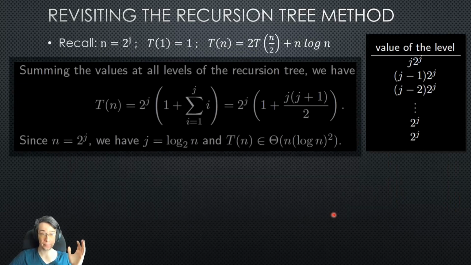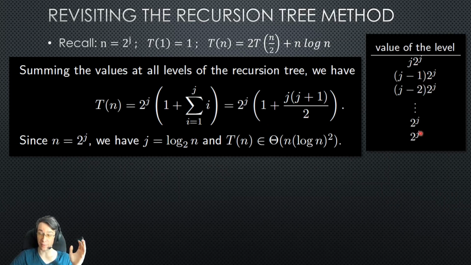Okay, so what's this sum? Well, this sum is going to be the values of all the levels, right? So this formula is not too hard to come up with. We have a 2 to the j that stays the same at all levels. And then if you factor out 2 to the j, you get 1 plus the sum from i equals 1 to j of i, okay? And this expression is just j times j plus 1 over 2. And you can see that this is going to end up being order 2 to the j times j squared, right? So what's 2 to the j? That's n. What's j squared? It's log n squared. So we get theta of n log squared n. Okay? So you can actually solve for this kind of complicated expression using the recursion tree method explicitly.